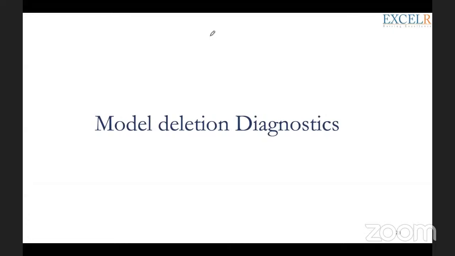All right. So yesterday we started a discussion on the multiple linear regression equation, and let us recap what we discussed yesterday. Okay.